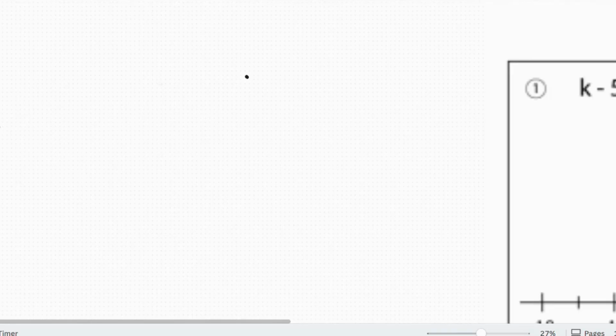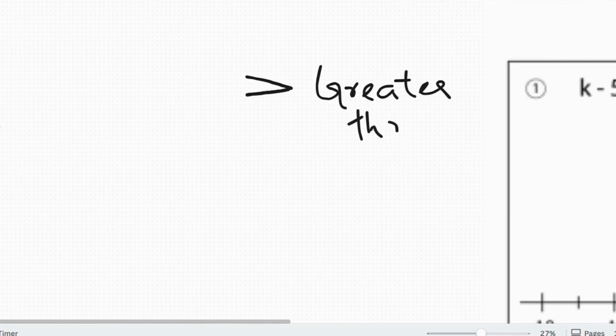The first sign looks like this way, so this represents a greater than sign. That is greater than, okay? The second sign that we will be encountering looks like this way, okay? And it represents less than.